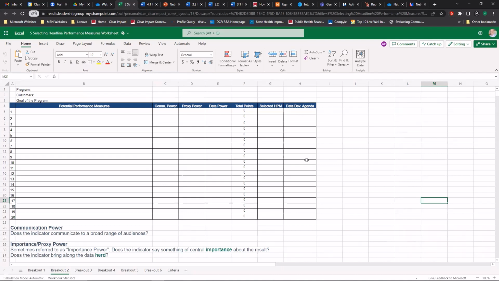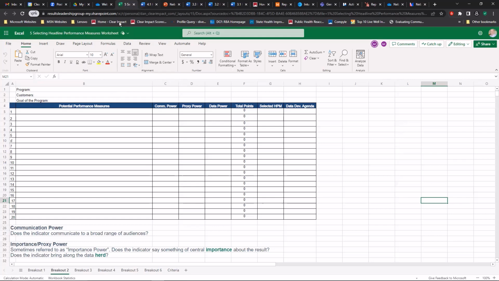You might develop a performance measure that you really like because it has high communication power, high proxy power, but you don't have the data. So you potentially need to create a data development agenda, put a committee together to come up with a way to collect that. It may be a survey, maybe some kind of evaluation tool that you need.